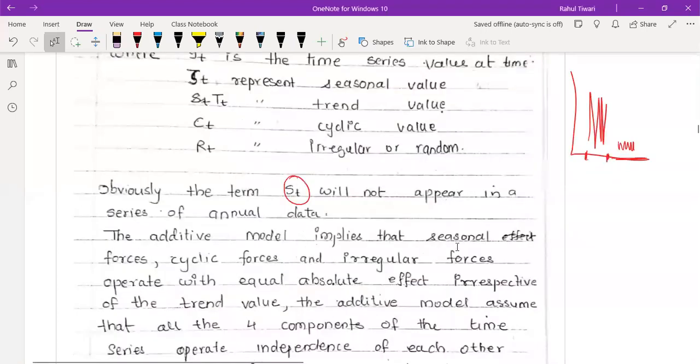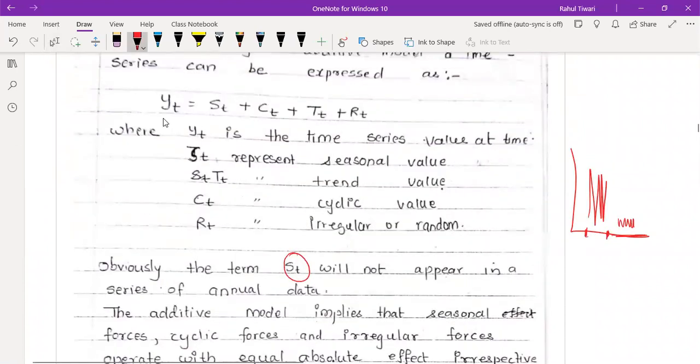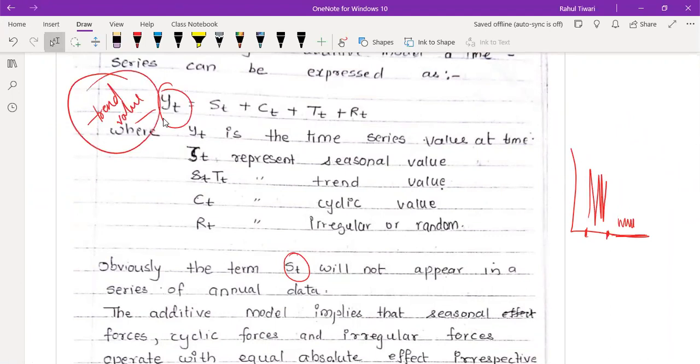The additive model implies that seasonal forces, cyclic forces and irregular forces operate with equal absolute effect. We assume that the seasonal, cyclic and irregular components have an equal absolute effect on the trend value. So this is why Yt is known as the trend value. Remember, this is the value we are interested in. We are always interested in the trend value.